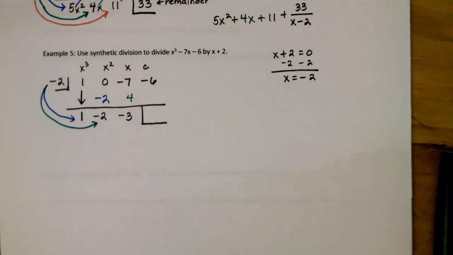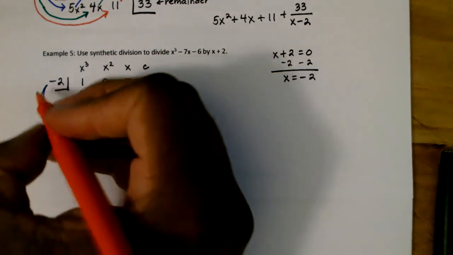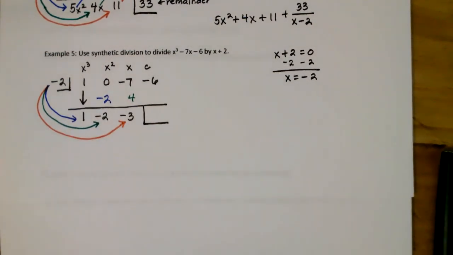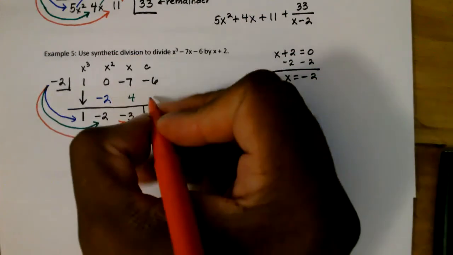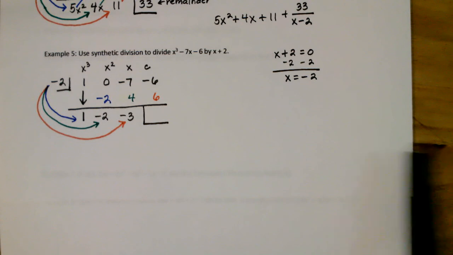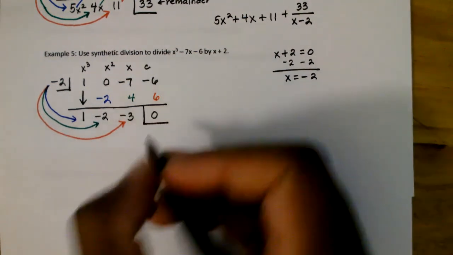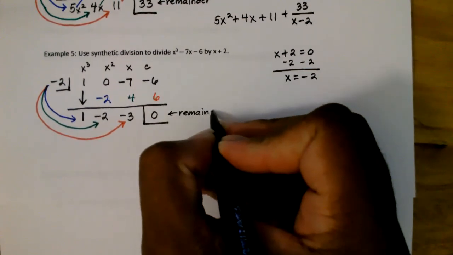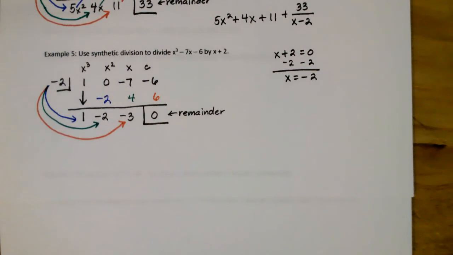And then finally, negative 2, which is my divisor, times that negative 3. So negative 2 times negative 3 will just be 6. Then we add 6 and negative 6 together. You'll get a remainder of 0. So that 0, which is the last number in the last row, is your remainder. The 1, negative 2, and negative 3 are the terms that will represent the quotient.